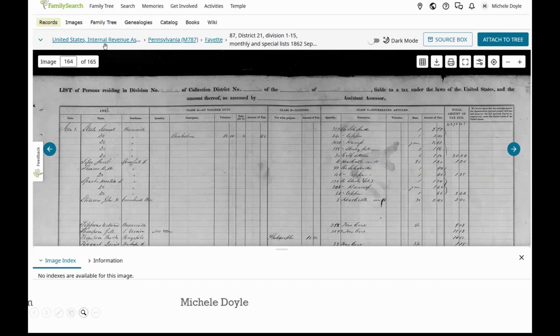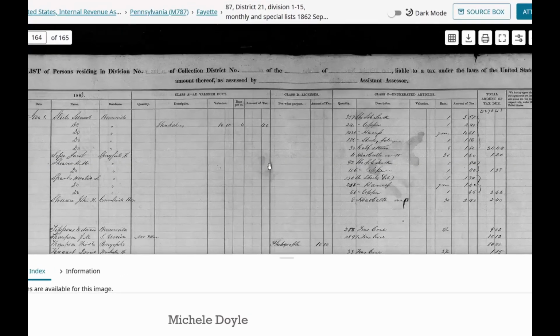So when I looked up this act and I looked up Pennsylvania, this is Fayette County, it said District 21. So when I went looking for microfilm, I went looking for District 21. So here they are. Folks on Fayette County are over here. This Jacob Sipe is my ancestor. You can see their residence.